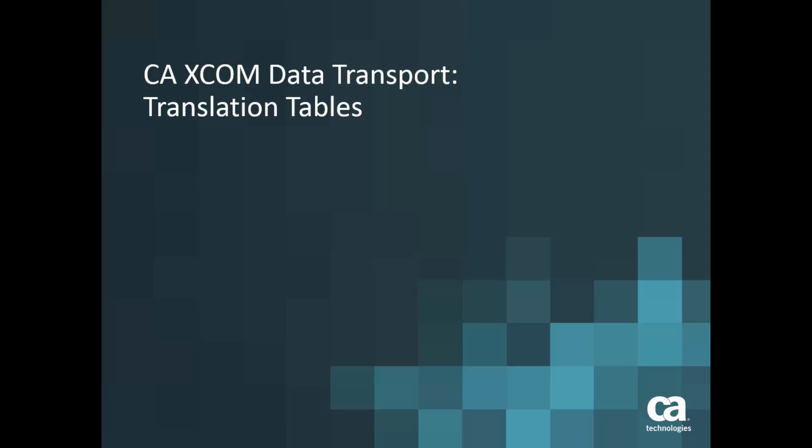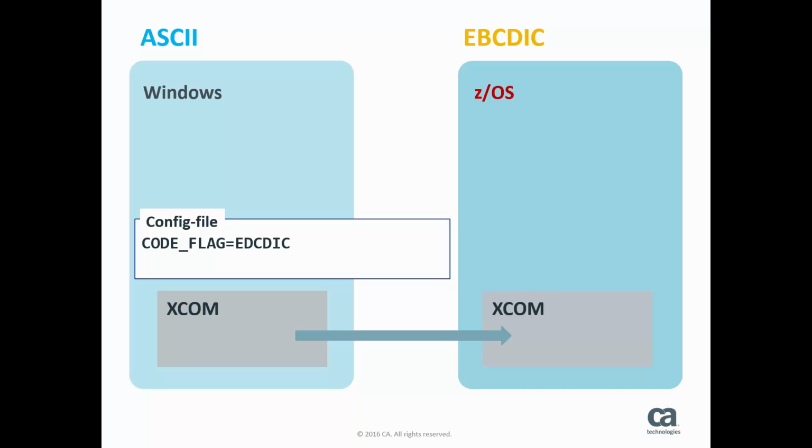Hello, this video provides you with an overview of how character conversion can be performed during an XCOM transfer. When transferring a file between two operating systems, where one uses ASCII and the other EBCDIC, a character translation can be done together with the transfer. This character translation is done on the ASCII side of the transfer, regardless of which side is sender or receiver of the file. We will first look at a transfer from Windows to z/OS.